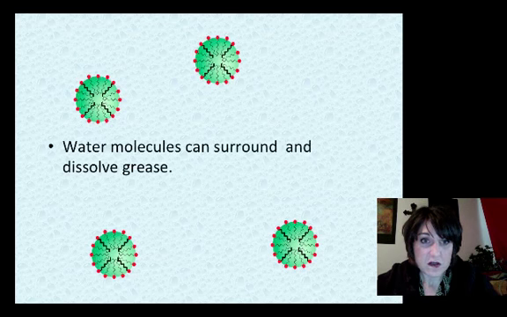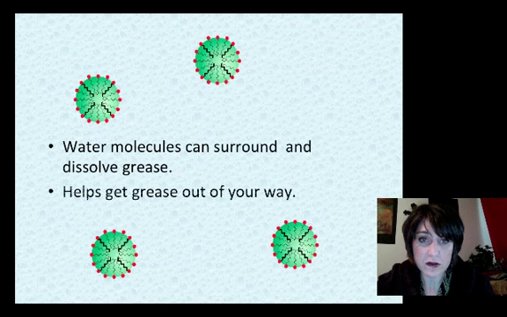So we have these water molecules that can now surround and dissolve the grease because the water is attracted to the phosphate end of the soap. We have our little soap bubbles surrounding the particles of grease. And so this helps to get the grease out of your way, and you can actually wash it off and wash it out of the way because it's dissolvable now.